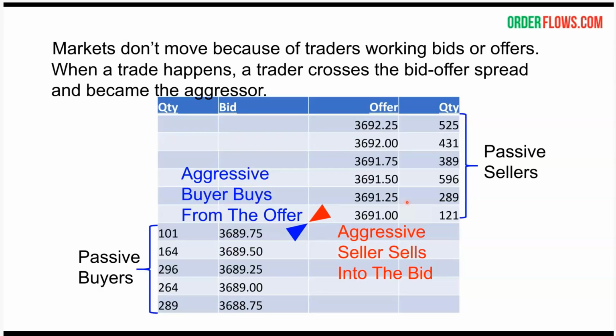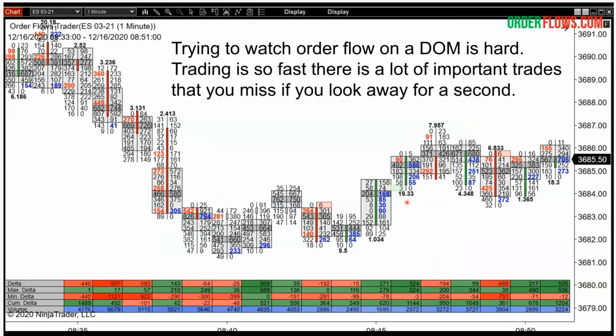All right. So, again, think of the two-way auction. There's a bid and there's an offer in the market. So trying to watch order flow on a dome is hard. It really moves so fast. And if you look away to sip some water or pick up your phone or something, you could miss something important in the market. But an order flow chart, a footprint chart, is what I consider the only chart you need to look at, because it has a lot of the information.